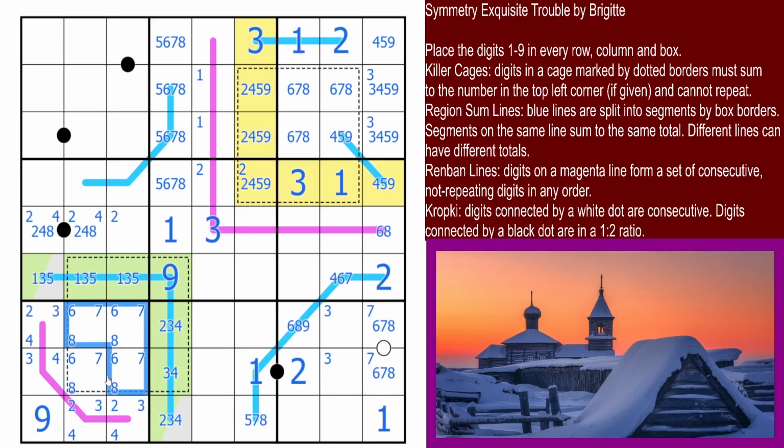See, 7 we know is here, right? And 7 we know is here. That means in these two columns we will need two sevens, and all those two sevens are done. That means 7 can never occur here. So in this box, where is 7? 7 has to be here.